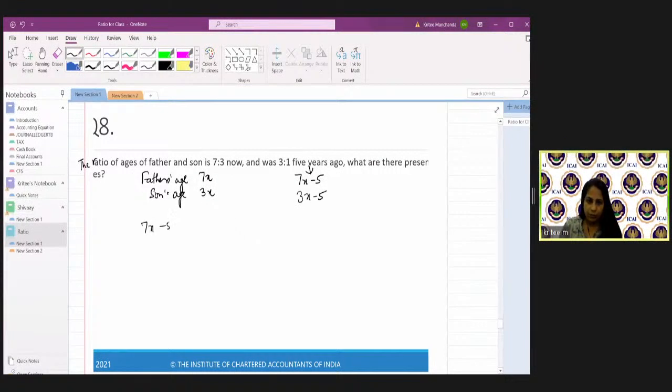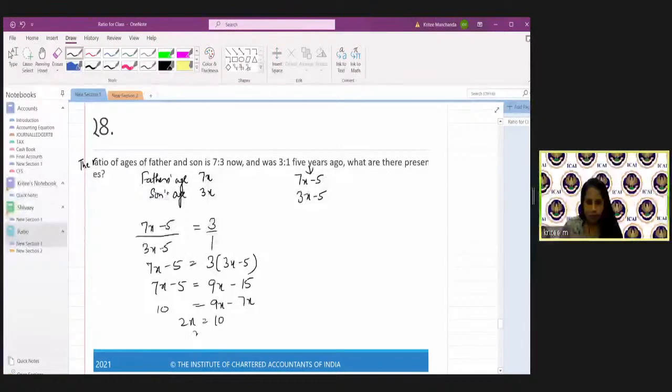So 5 years ago, the ratio of their ages is 3:1. So 3 into 3x minus 5 is 7x minus 5, which is 9x minus 15. Solve. This goes here, so 2x is equal to 10 and x equals 5. That gives father's age as 7x, that is 7 into 5, 35, and son's age as 3x, 3 into 5, 15.